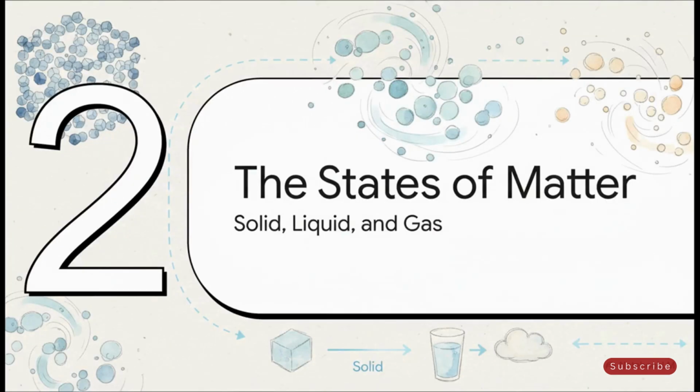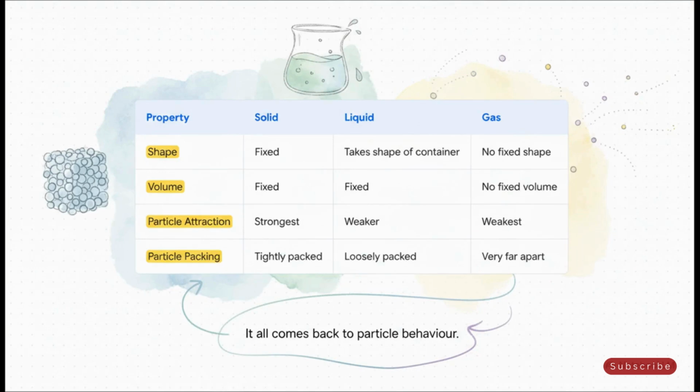So all that stuff about particles, how they move and attract each other, it leads us straight into the 3 main states of matter we see every single day: solid, liquid, and gas. Let's see how that all connects. This table right here is pure gold, and trust me, it's a classic exam question. You can often get a good 3, maybe even 5 marks for this.